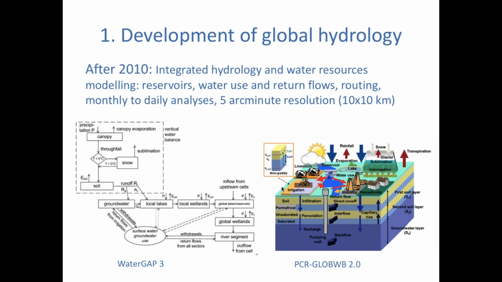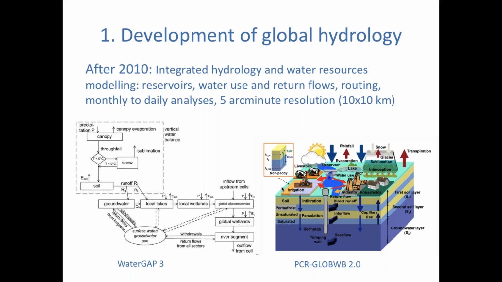Now, these global hydrological models got a new boost after 2010, where both WaterGap and also PCR-GLOBWB came about. WaterGap basically started to include water use at time steps, so not as a separate module, but as an integrated part of the hydrological system. So they included water demand calculations for the different sectors, water abstraction from groundwater and surface water, return flows, and also then finally the water consumption.